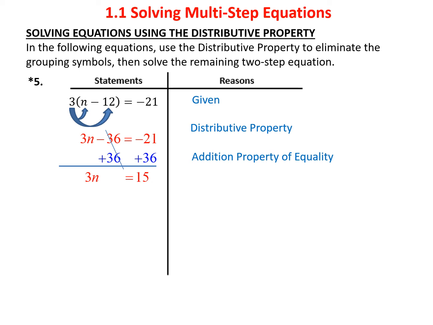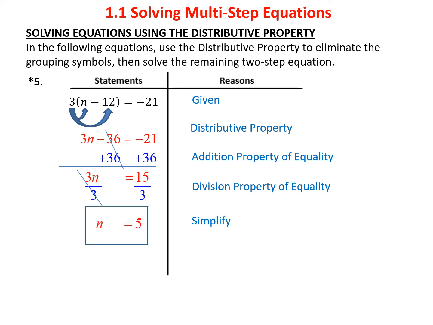And now we're going to undo the 3 times n. The opposite of multiplying by 3 is dividing by 3. 3 divided by 3 is 1. So now I have n equals 5 as my answer. And again, I can check it out to make sure it's right. I don't have to wait to get the answers on this. I can check it out.